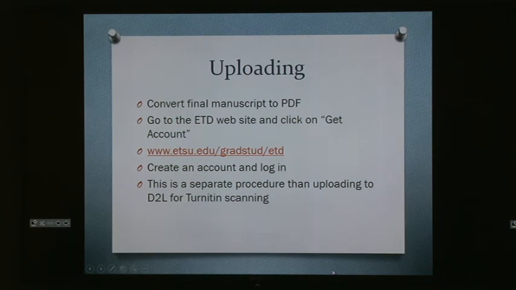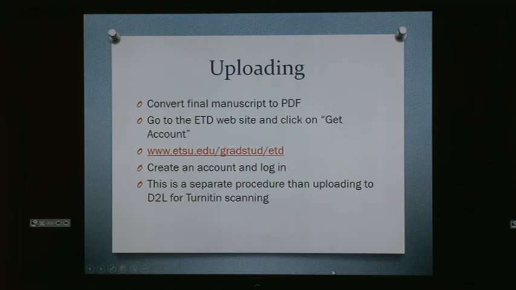Then you will go to the ETD website and click on Get Account. And this is the link. I have a screenshot next that will look at what that looks like. You'll create an account and log in. And I want to make note that this submission is a separate procedure than uploading to D2L to run the Turnitin report. When you go to run the Turnitin report, you'll need to go through D2L for that. Some students have been confusing that upload with this upload. They are two separate things. So Digital Commons is where you'll upload your thesis for review, and D2L and Turnitin are separate from this process.